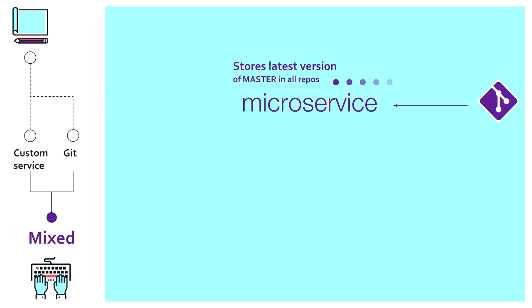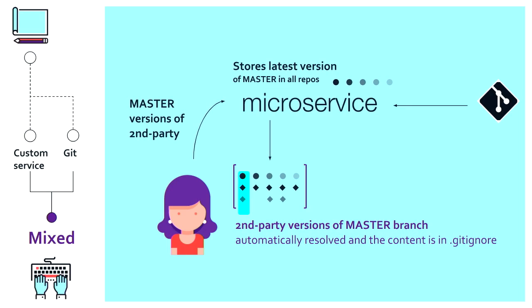So how does this look? Okay, so we still have a microservice, and it stores the latest version of master in all repositories. So again, it gets webhooks from Git. It knows this is the master version. The script calls the microservice to get the master versions of second party. And those are not tracked by Git. So those are resolved every time you work on master.